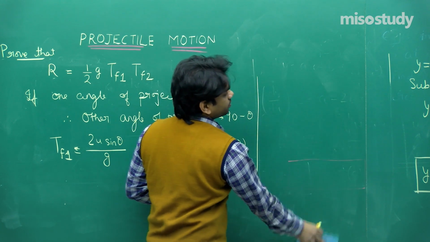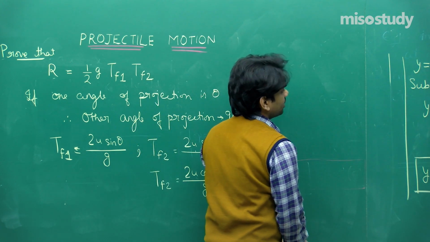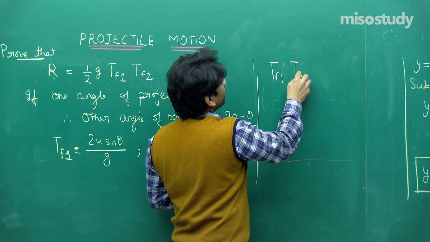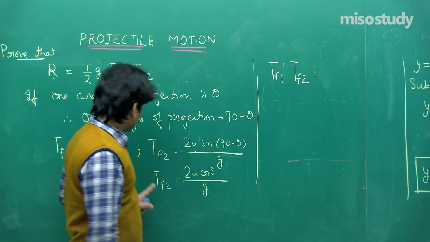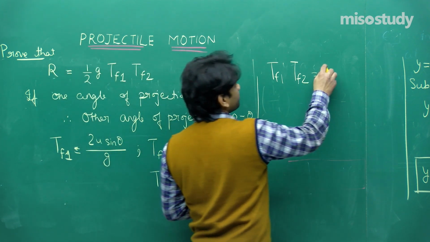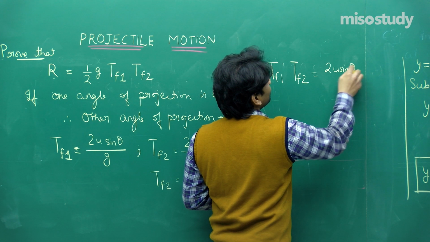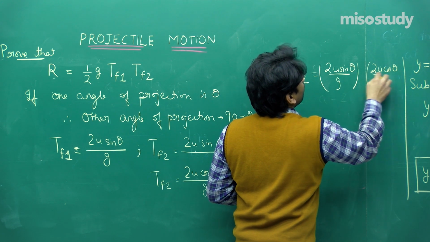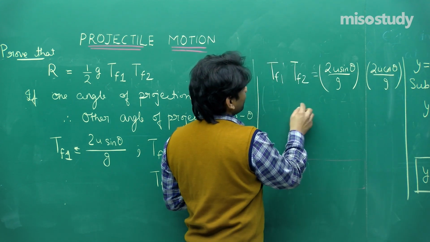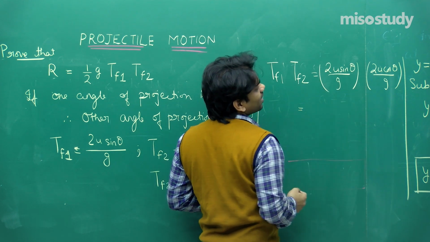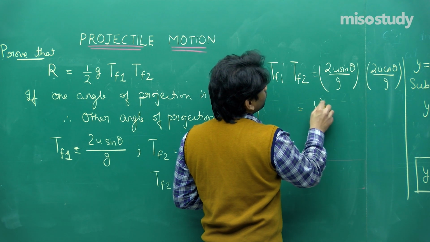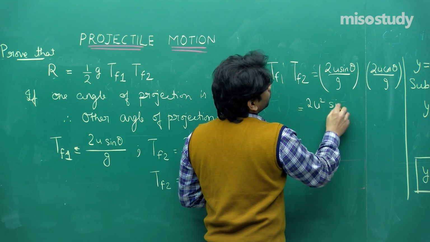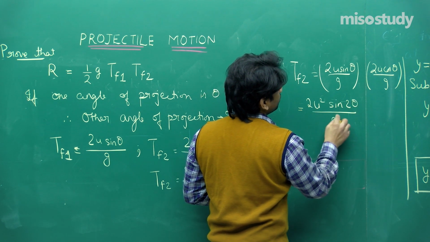If we multiply both, we will be obtaining a result which will be given as T_f1 multiplied by T_f2, that will be equal to 2u sin theta by g into 2u cos theta by g. So we are obtaining 4u square sin theta cos theta upon g square, or we can say this can be written as u square, and we can take 2 sin theta cos theta as sin 2 theta. This will equal 2u square sin 2 theta upon g square.